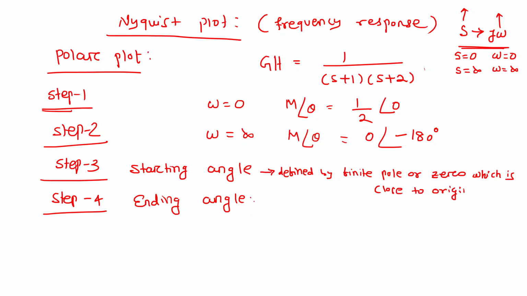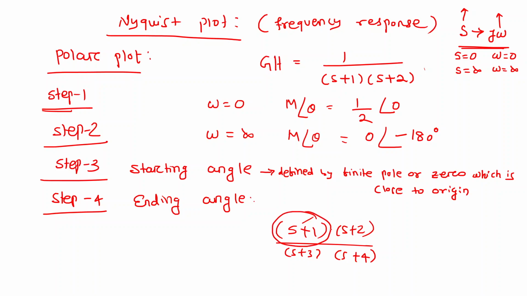Suppose, one example I'm giving, let's say s plus 1, s plus 2, s plus 3, and s plus 4. What you have to check is, there are two poles and two zeros, which is nearer to the origin. So remember that this is a zero which is nearer to the origin.